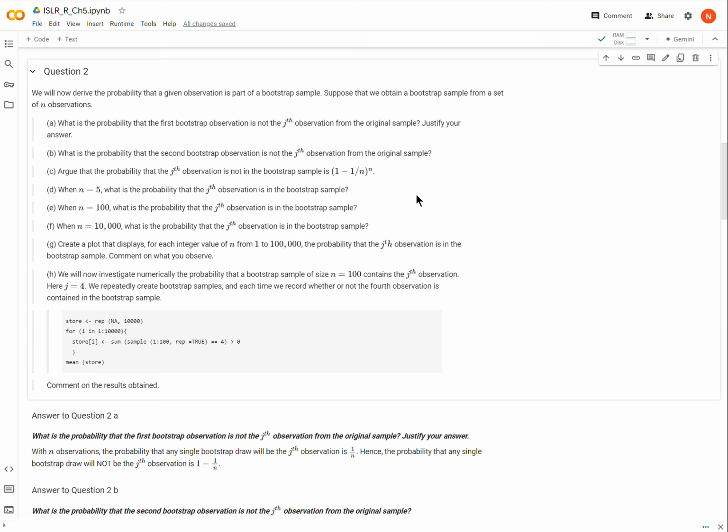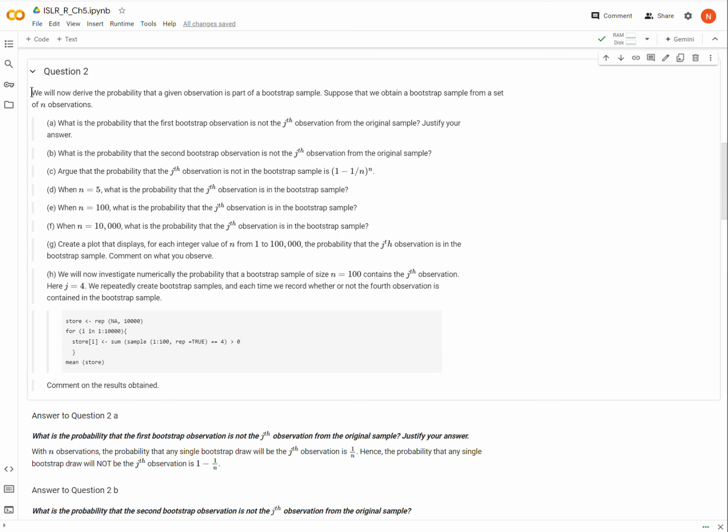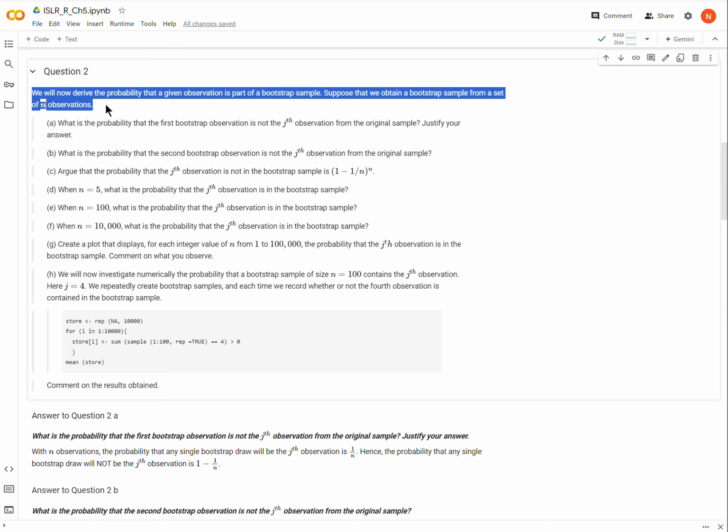We are in Introduction to Statistical Learning. We're in Chapter 5, in which we are discussing topics like bootstrapping. Okay, here's the question. We'll go through it in parts, but they all are based on this premise.